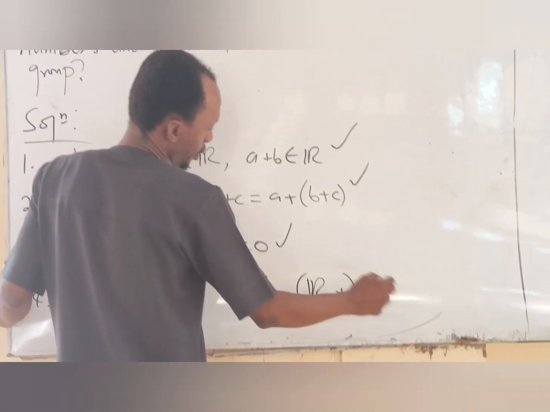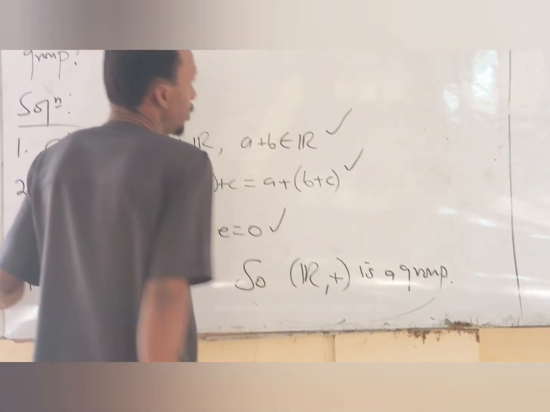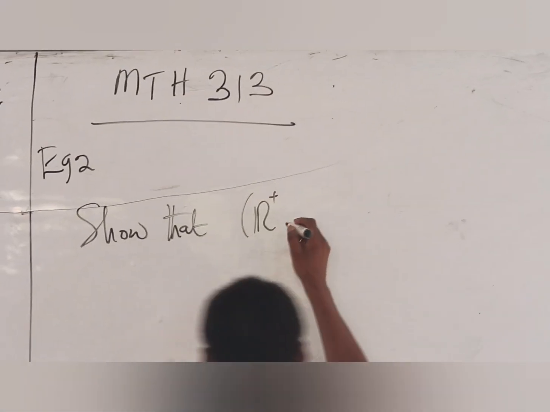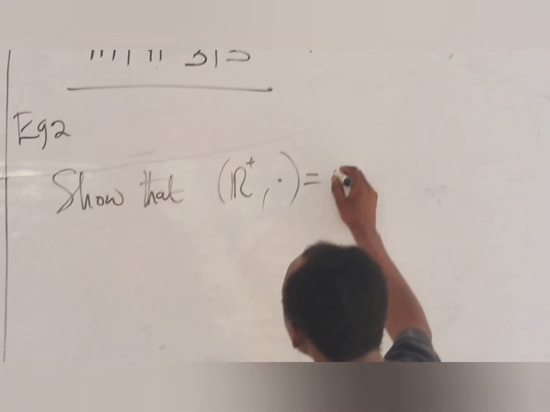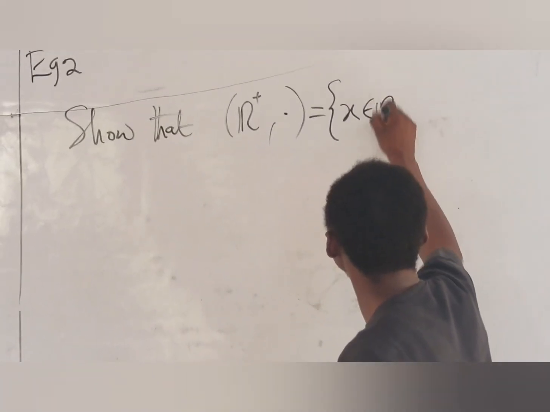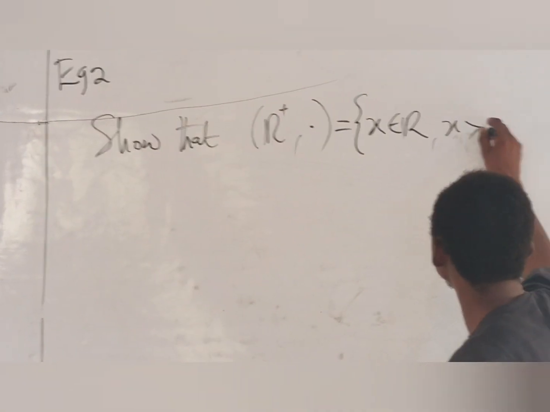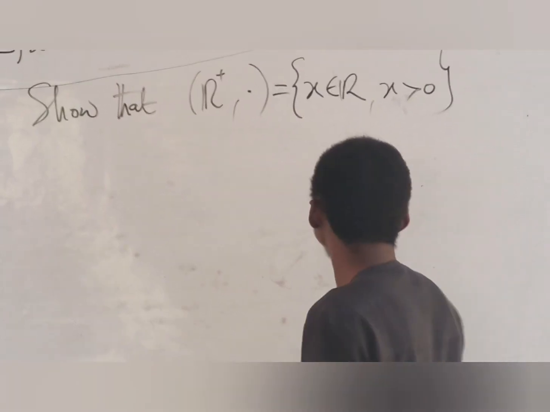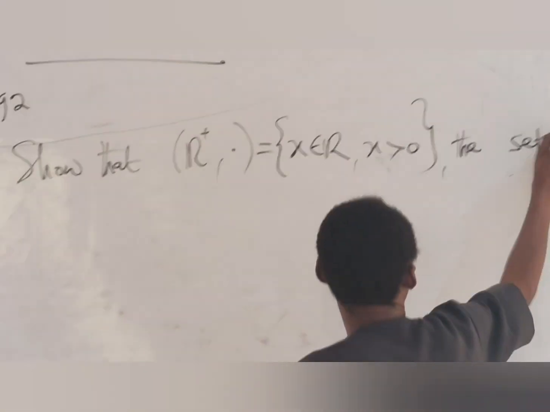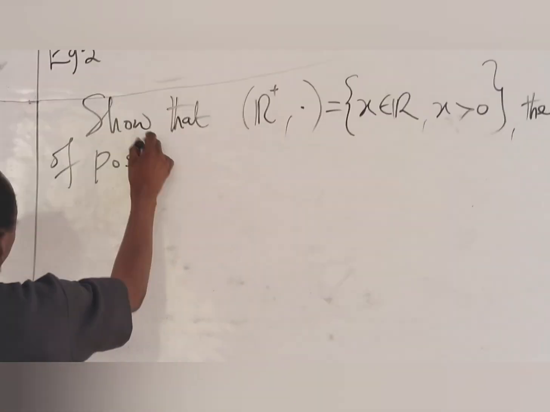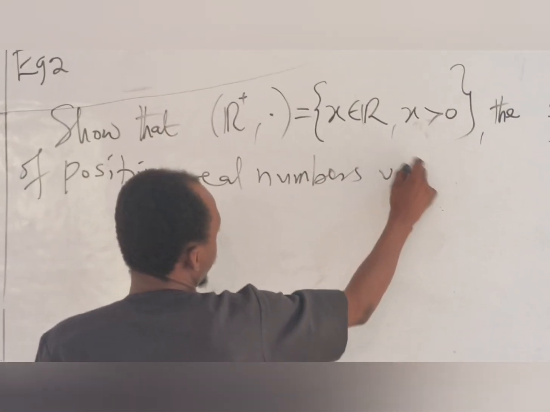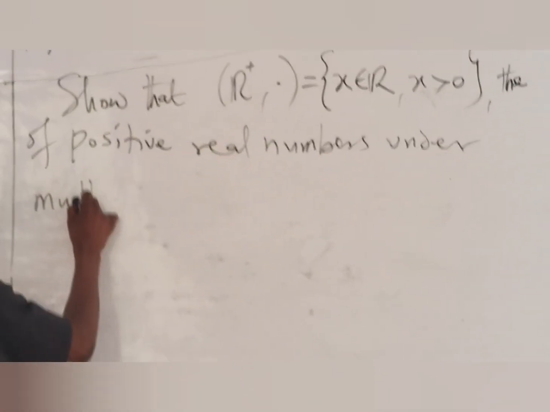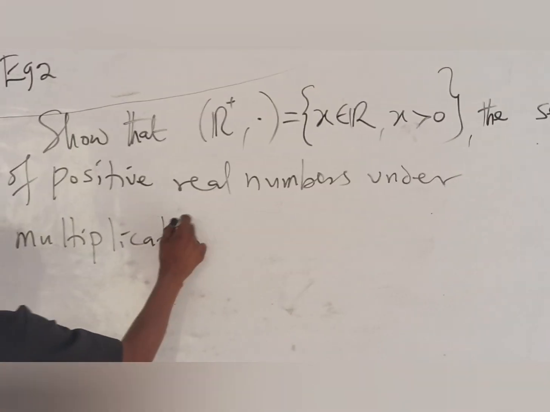Now example 2: the set of positive real numbers and multiplication. Like this: the set of x, where x is a member of the real numbers and x is greater than 0, together with multiplication. Is it a group?